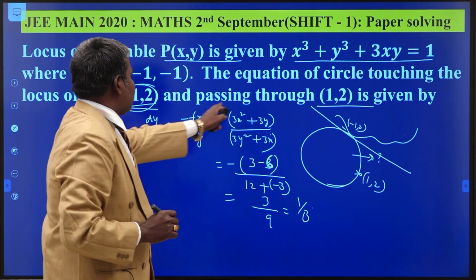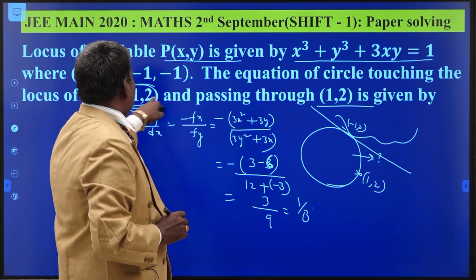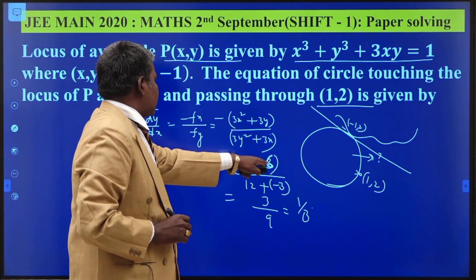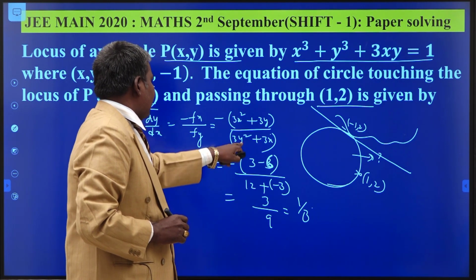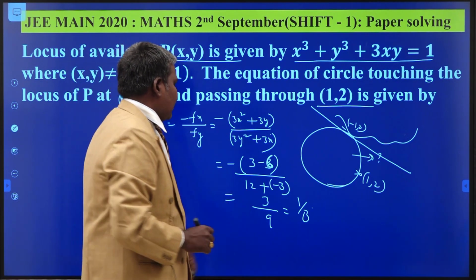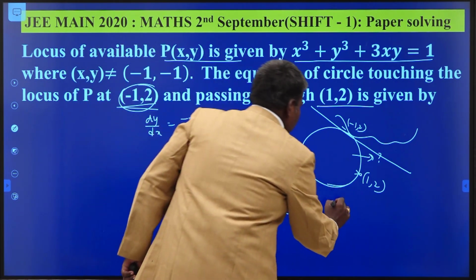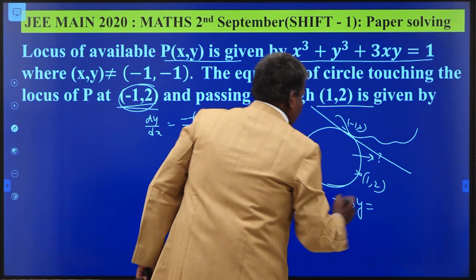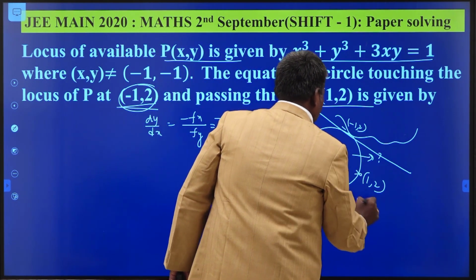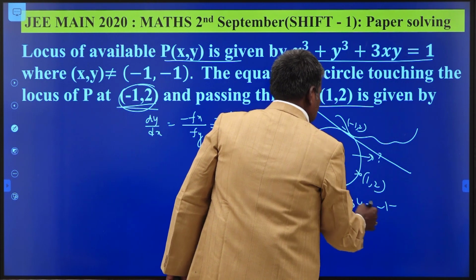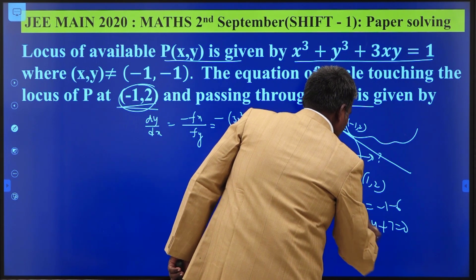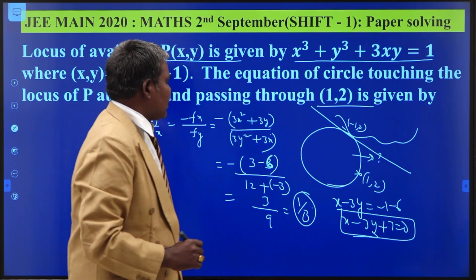You check once again, this is the derivative. On substituting (minus 1, 2), minus 1 whole square is 1, 3 ones are 3, 3 twos are 6, that is minus 3, minus into minus plus 3 by y square 4, 4 threes are 12, plus 3 times minus 1, minus 3, 3 by 9, that is 1 by 3. So the equation of the line may be of the form x minus 3y equals, substitute the point (minus 1, 2), minus 2 minus 6, that is x minus 3y plus 7 equal to 0. x minus 3y plus 7 equal to 0 is the line equation.